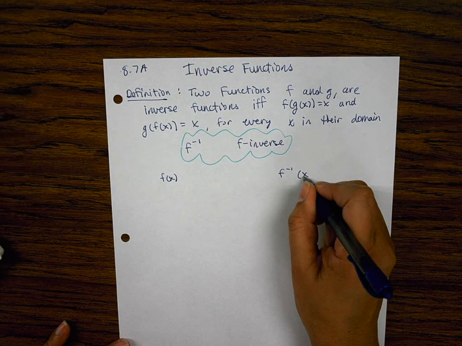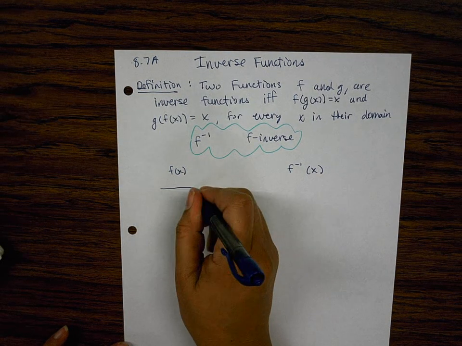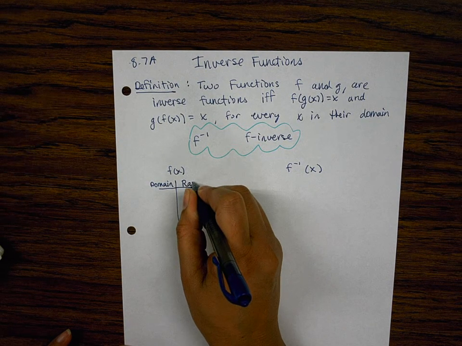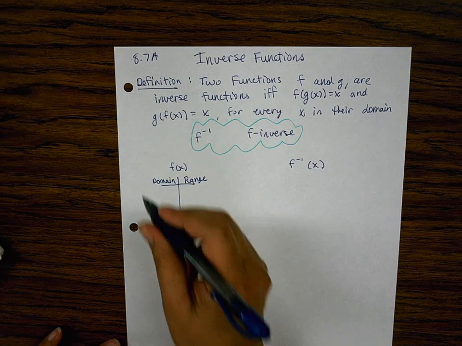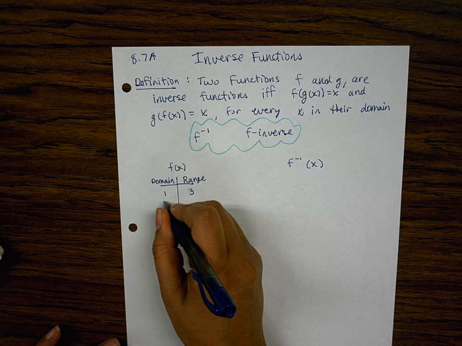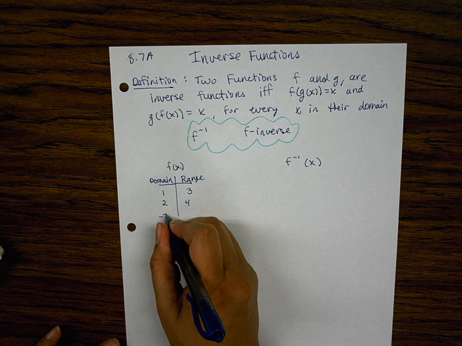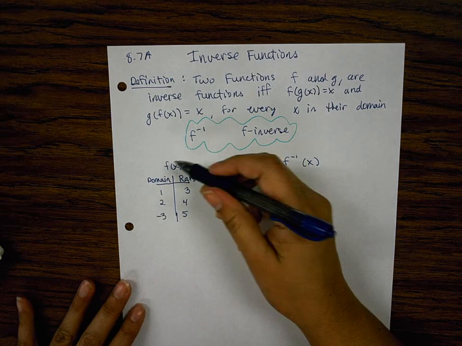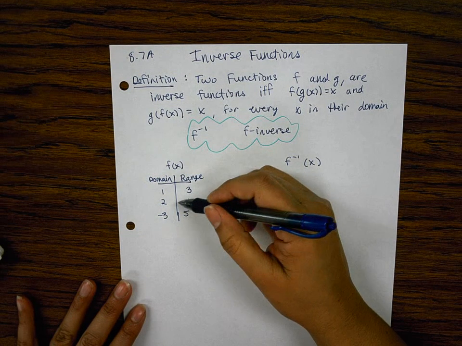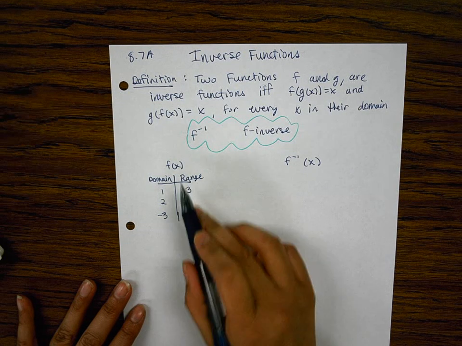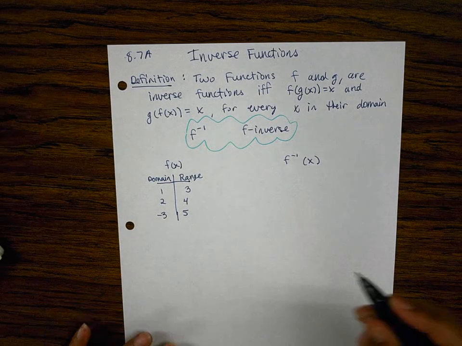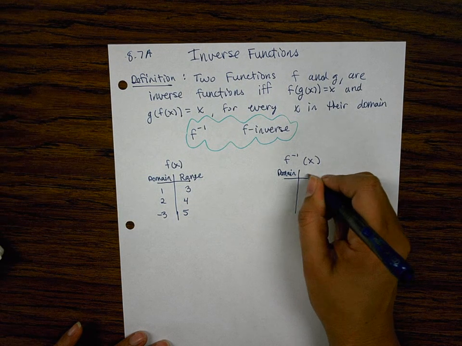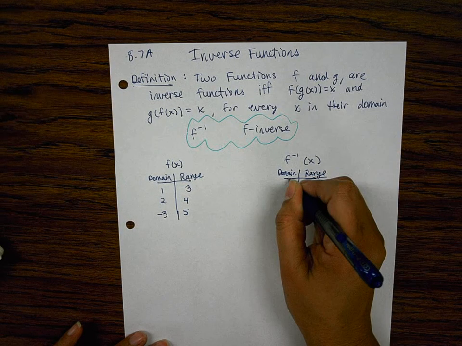So what this means, if I have a function f of x, and over here I'm going to write the function f inverse of x. And here I'm just going to make a t-chart. I'm going to call this my domain, and this my range. And if my points were (1, 3), (2, 4), and (-3, 5). These are just random numbers I've picked, not a special function. If I had these three points in my f of x function, with x and y values, then the inverse function, what's really nice about it, is that it flips around.